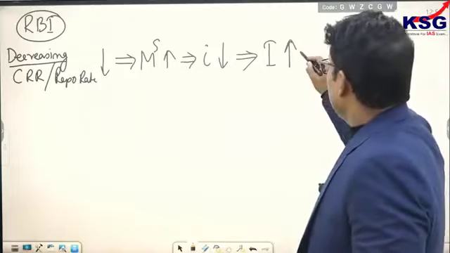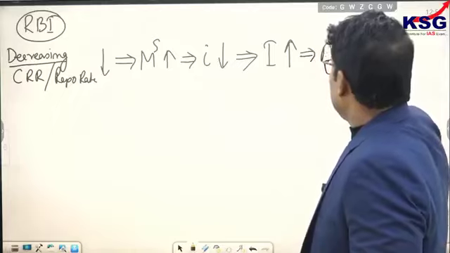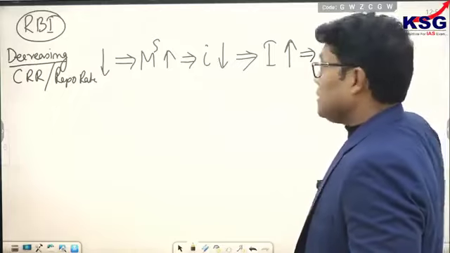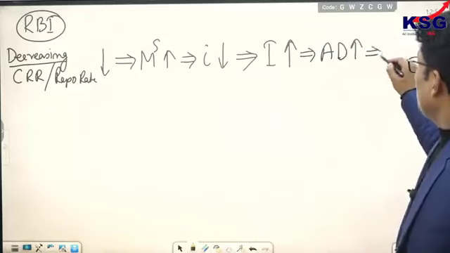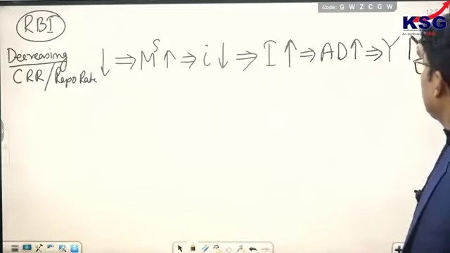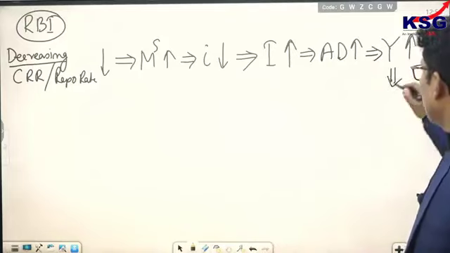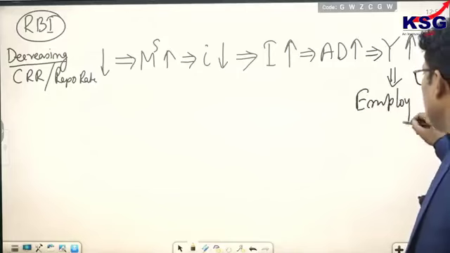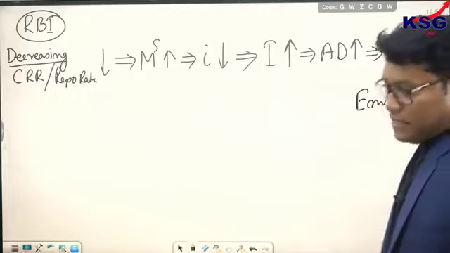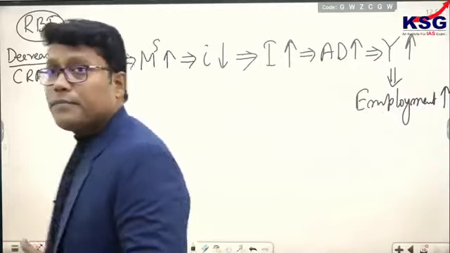An increase in investment is going to increase aggregate demand, as per the Classics and Keynes I have discussed. An increase in aggregate demand is going to increase the output or income. An increase in output and income is going to increase the employment. Maybe I discussed this earlier, but I am repeating it because I need this concept.